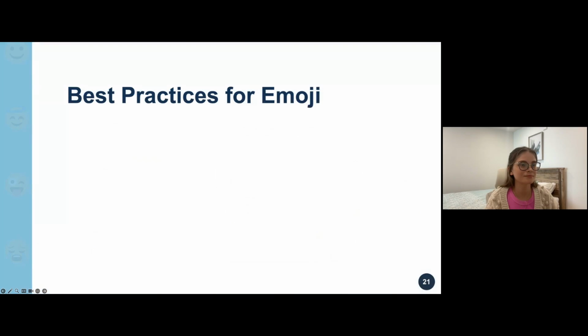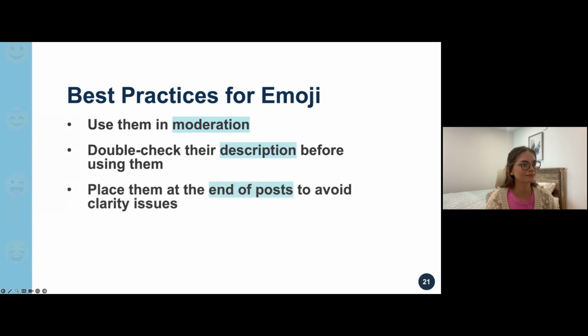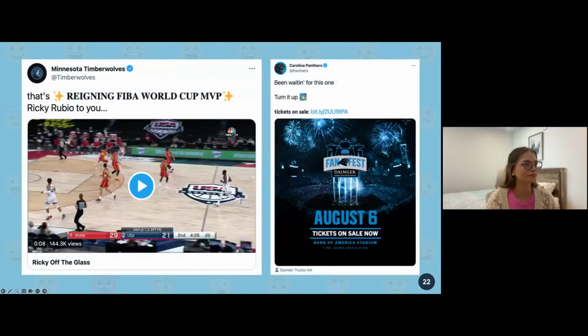So when it comes to emoji on social media, you should use them in moderation, double check their description before using them, place them at the end of posts to avoid clarity issues, and try to resist changing the color on customizable emoji unless a specific skin tone is necessary for context. That last tip applies mostly to the management of professional brand accounts. I would never presume to tell someone what emoji skin tones they should use to represent their own identity on their personal social media.